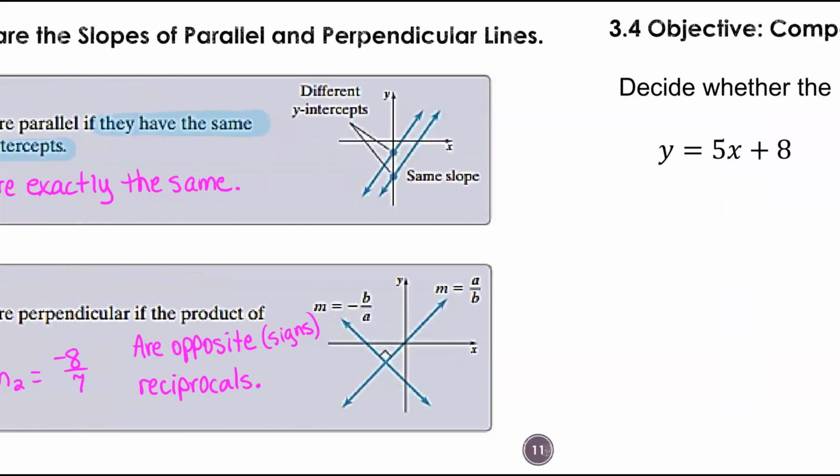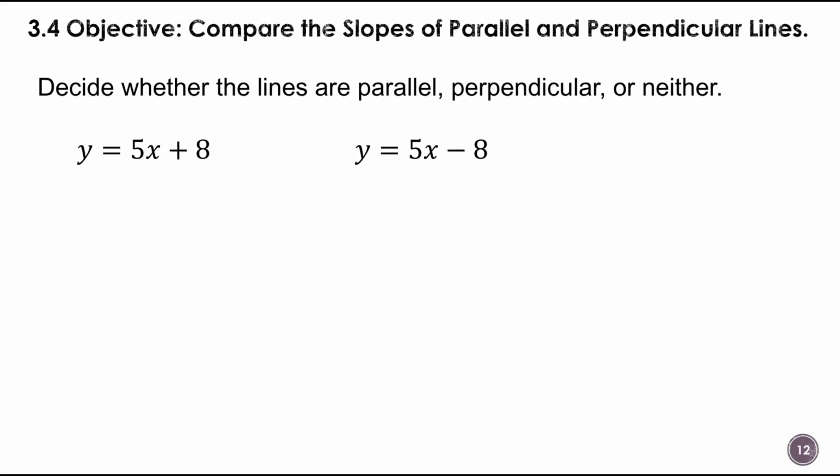Okay, so on these we're going to decide if they are parallel, perpendicular, or neither. We're going to do that by the slopes. These are in slope-intercept form, so simply identify the slope of each line. This line has a slope of 5 and a y-intercept at positive 8. This one has a slope of positive 5, but the y-intercept at negative 8. So this means the slopes are exactly the same, and they are parallel.